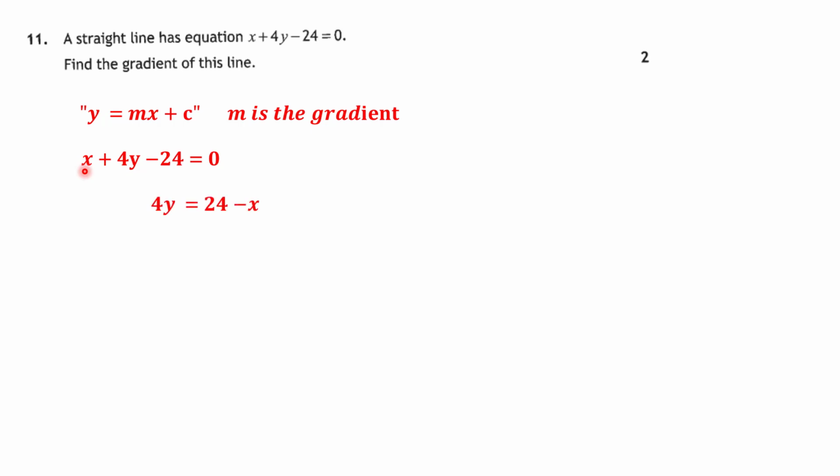So what we get is 4y will be 24 take away x. We don't want 4y, we want y, so we just divide everything by 4. So we get 6 take away a quarter x. The gradient is the number in front of x. It's not just a quarter, it's a negative number there, so the answer is the gradient is equal to negative a quarter. That's worth 2 marks.